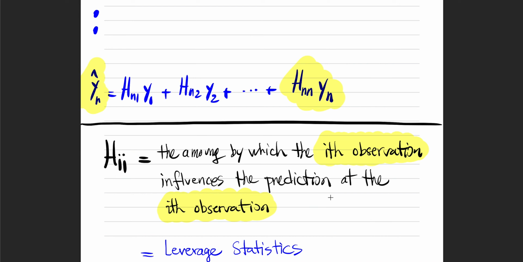And the larger that is, the more it shows that that data point is farther away from the rest of the crowd, so that the information that the rest of the data points carry cannot be used to make a prediction at this observation. So a large Hii indicates that the ith observation is away from the crowd. And that's why this is called the leverage statistic.